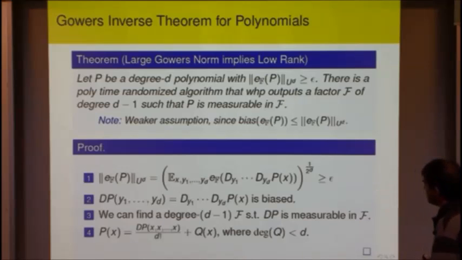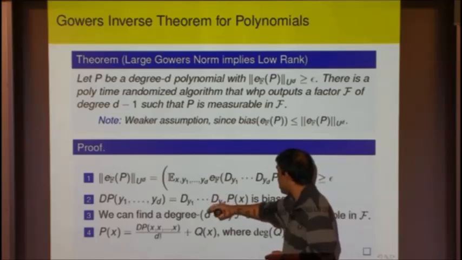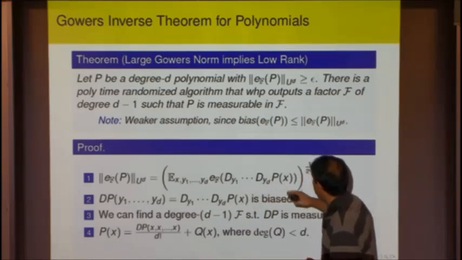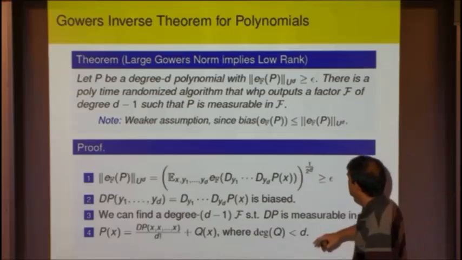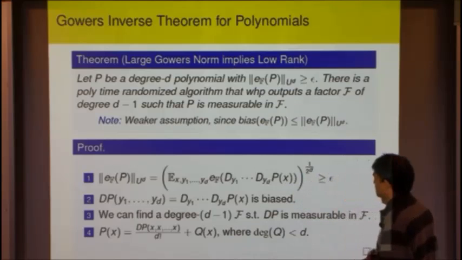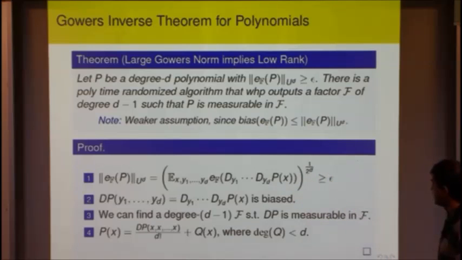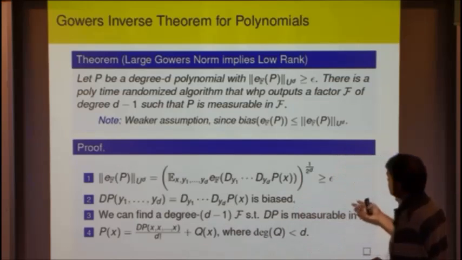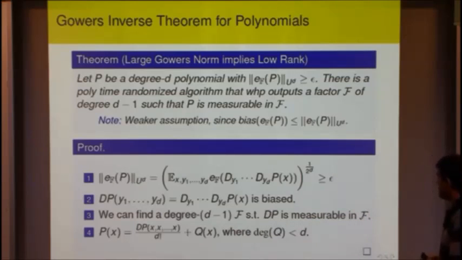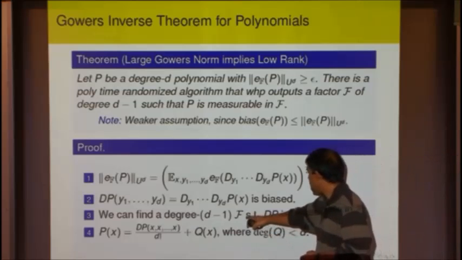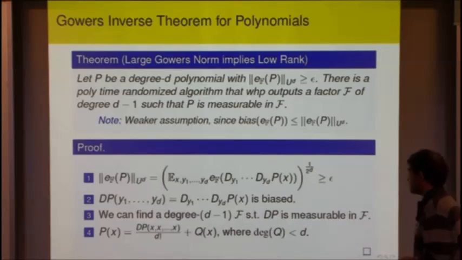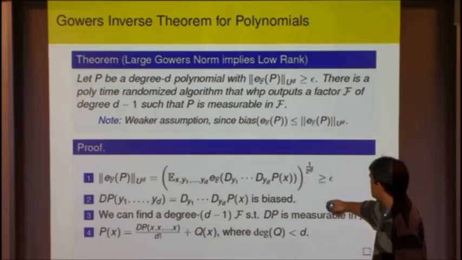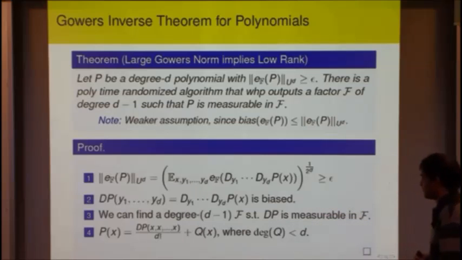So the chain of arguments basically goes like this. If you know that the Gowers norm is large, this means that the bias of the derivative polynomial is large, so this polynomial is biased. Then we can use our result to find a degree d minus 1 factor such that this derivative polynomial is measurable with respect to that factor. This can be done in randomized polynomial time.